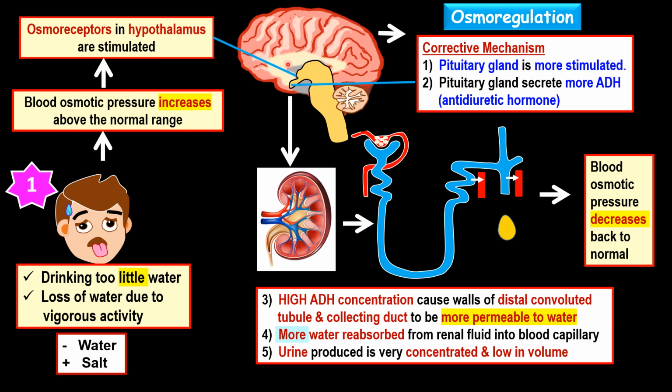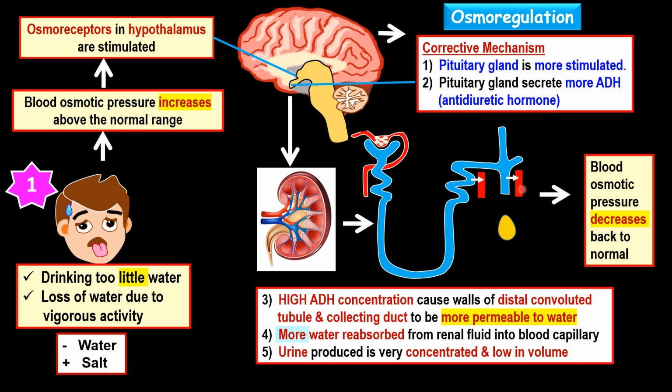So impulses are sent from the hypothalamus to the pituitary gland. So the pituitary gland will be more stimulated and it will secrete more ADH, which is the antidiuretic hormone. This hormone is secreted into the blood and transported by the blood to the kidneys. In the kidneys, we have the nephron, and the high ADH concentration will cause the walls of the distal convoluted tubule and the collecting duct to become more permeable to water. That means water can move through the walls of these regions more easily. So more water will be reabsorbed from the renal fluid inside the nephron and the collecting duct into the blood.